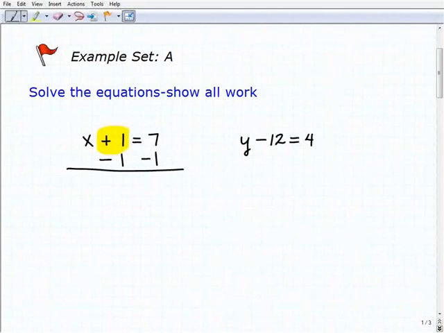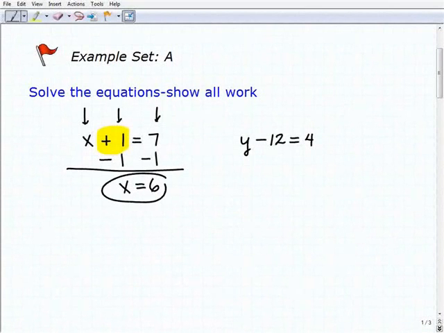Once we've done this, we're going to go ahead and add down in a column format. So x plus nothing is x. Plus 1 plus a negative 1, or 1 minus 1, is 0. Then I have 7 plus negative 1, or 7 minus 1, and that of course is 6. And that's it. One step to get to our solution, x equals 6, and we're done.